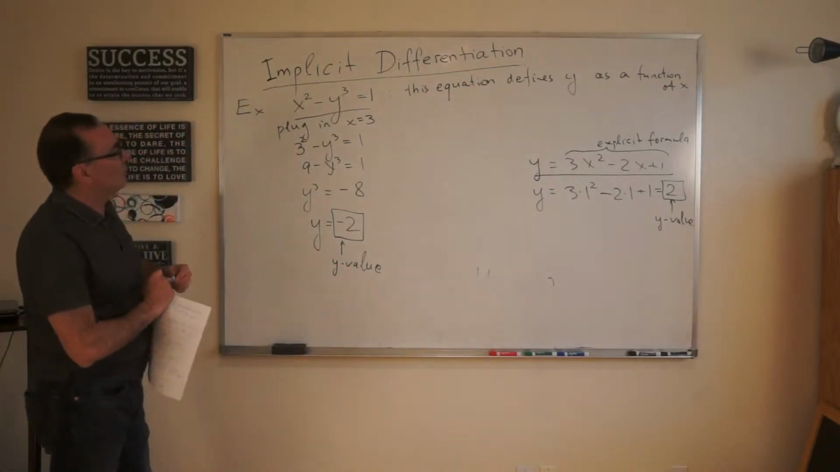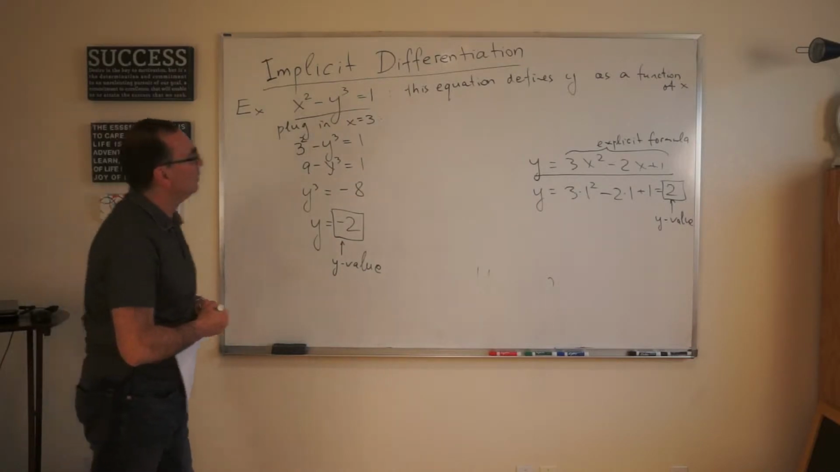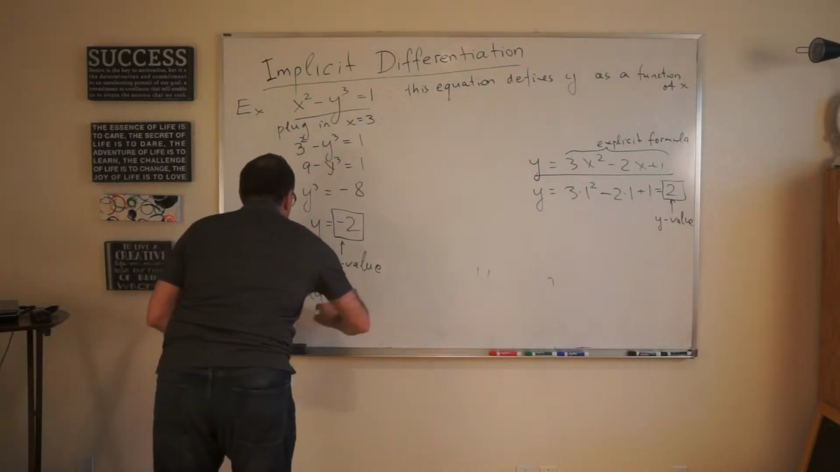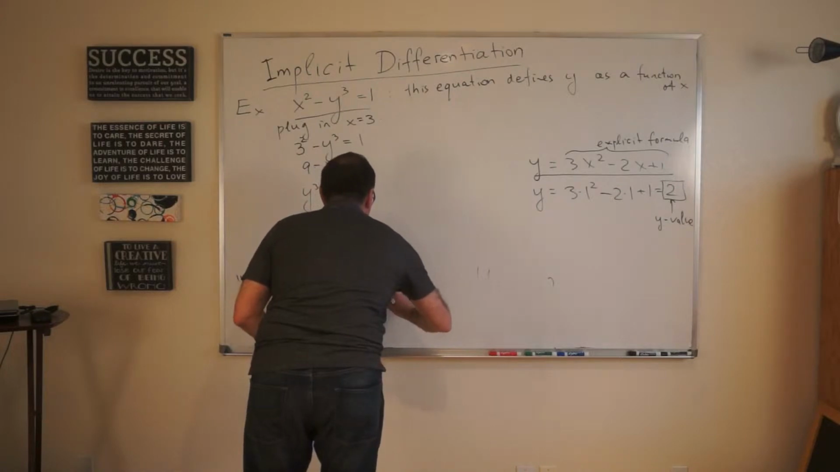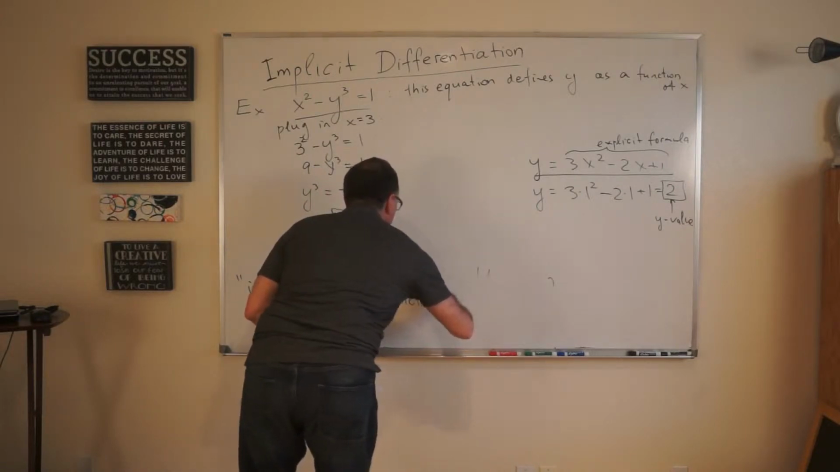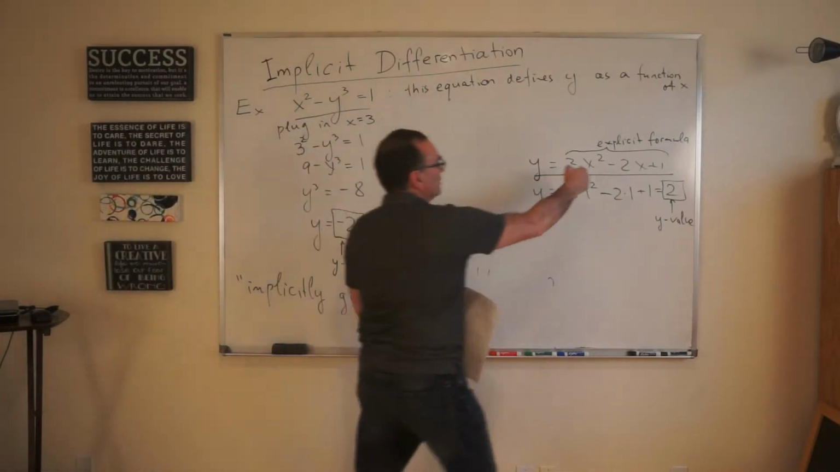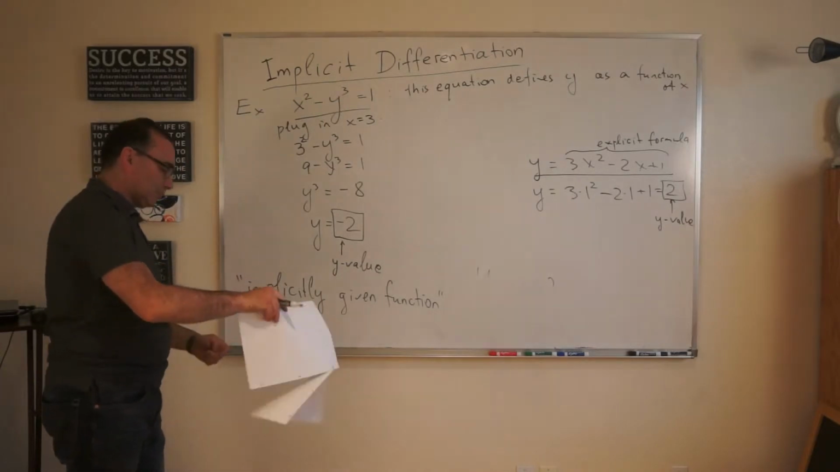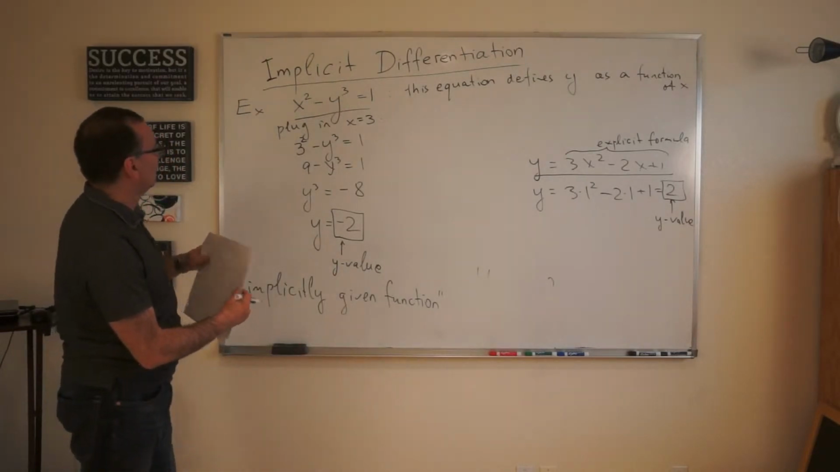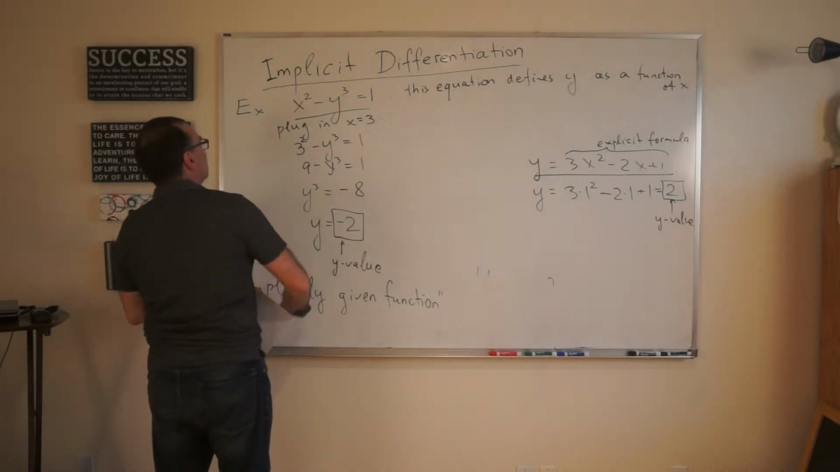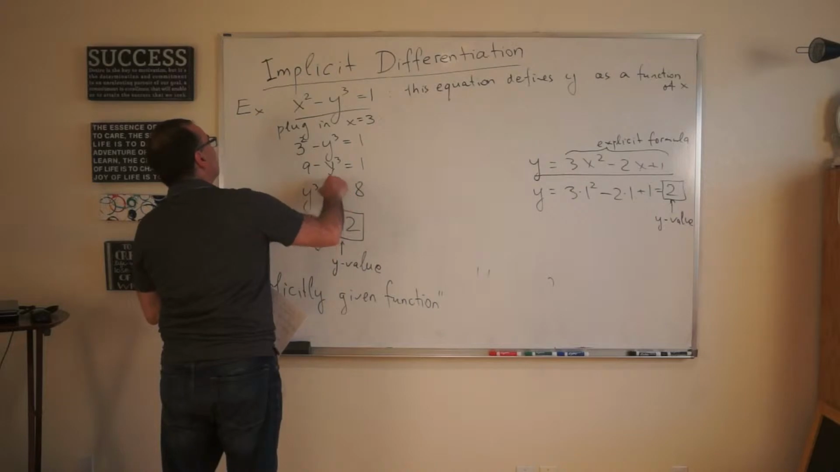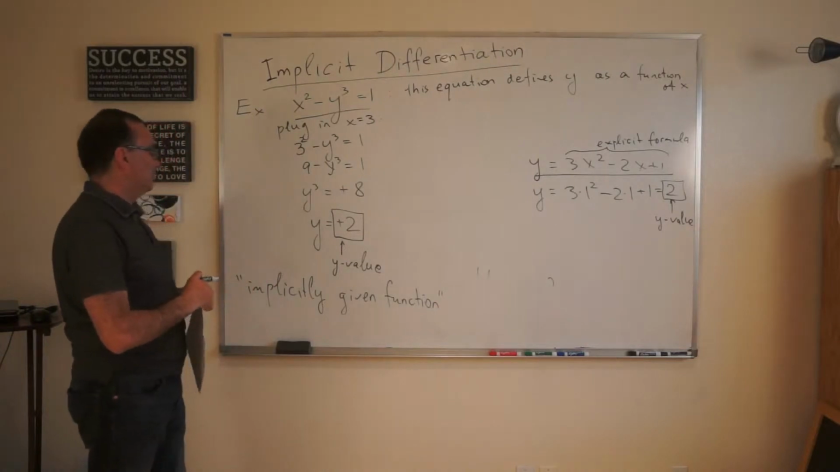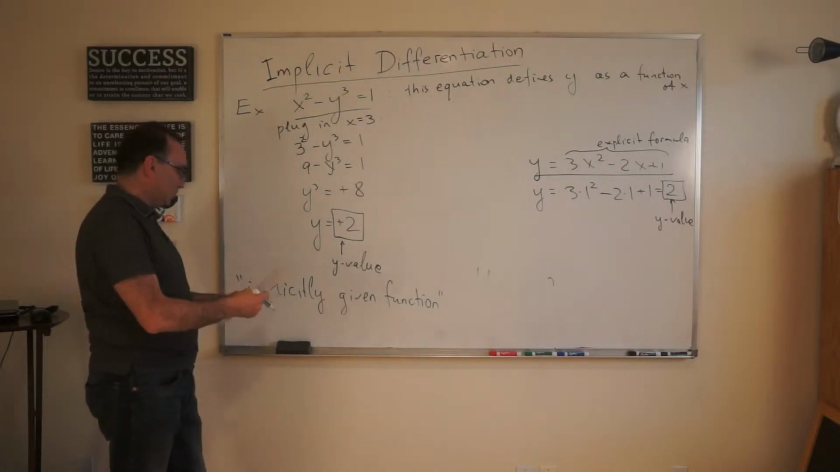And functions like this are called implicitly given functions. So this is called an implicitly given function, as opposed to this, which is an explicitly given function. Anyway, this function is called an implicitly given function.